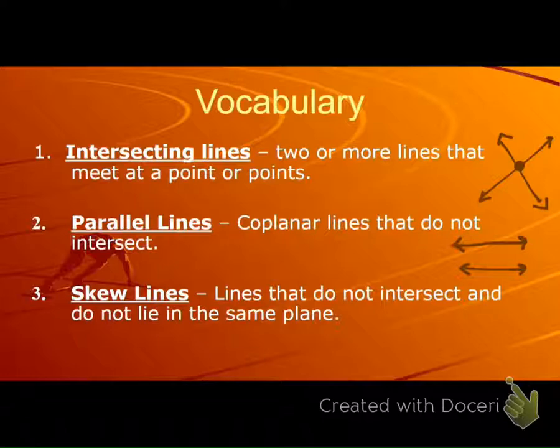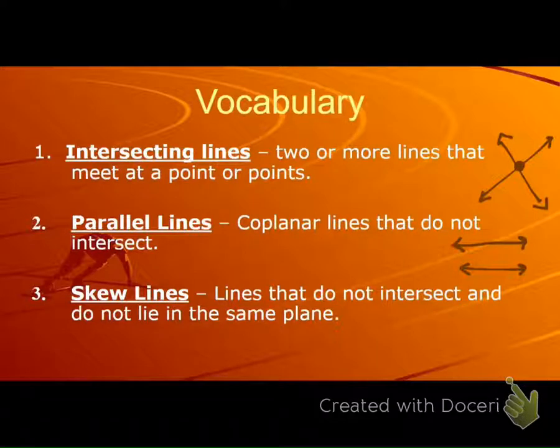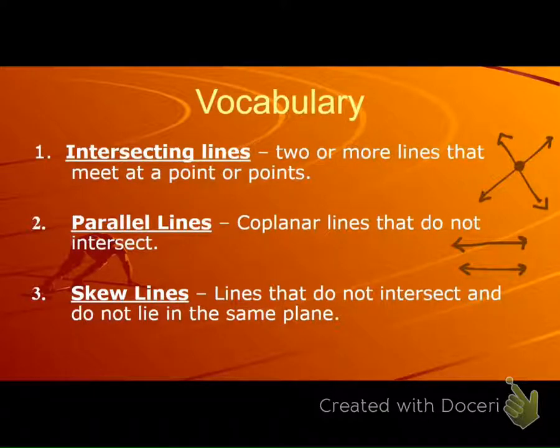Skew lines are lines that do not intersect and do not lie in the same plane. So that would be like if a line's on the ceiling and a line's on the floor. They're never going to intersect and they're not in the same plane. Like an overpass over an interstate or a highway. Those never hit. They're in different planes. So those are skew.